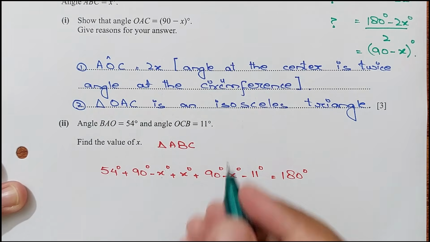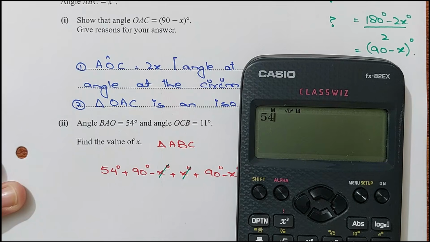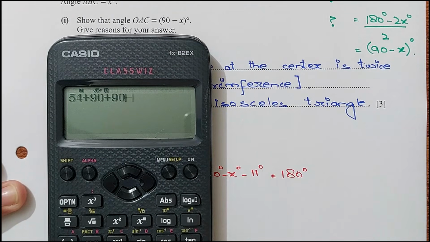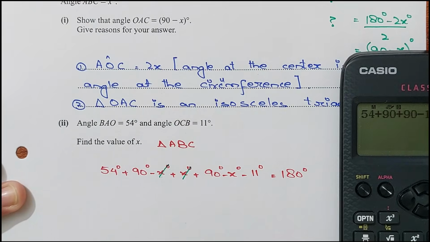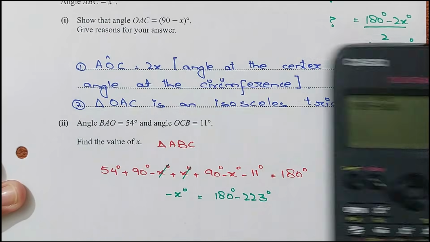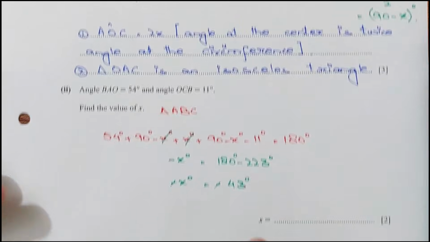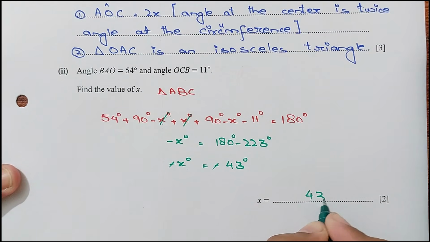Let me simplify. Positive x and negative x cancel. We have 54 plus 90 plus 90 minus 11, which is 223. So minus x degrees equals 180 degrees minus 223 degrees, which is negative 43. So negative x equals negative 43 degrees. Cancel the negative sign, so the value of x is 43 degrees.